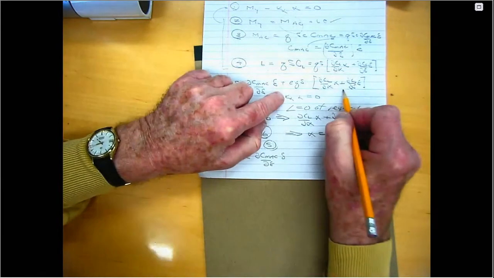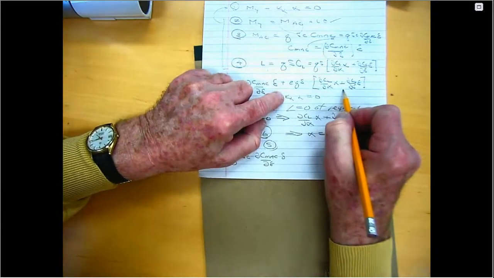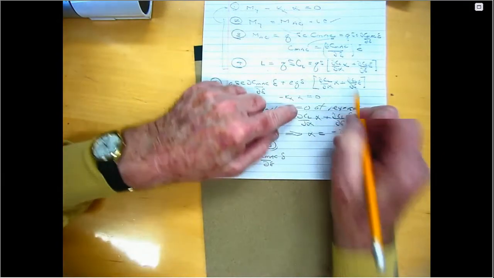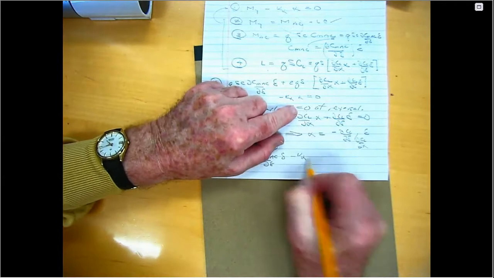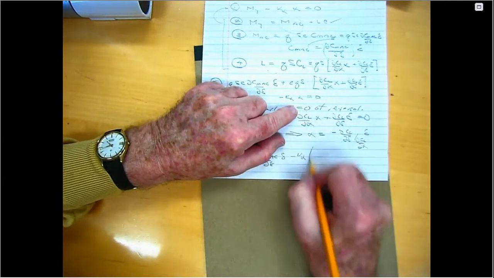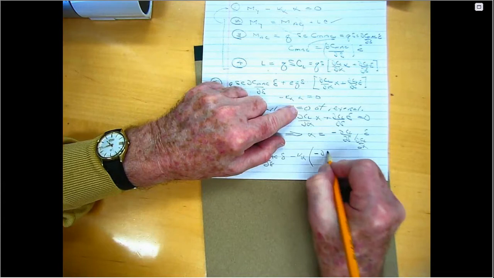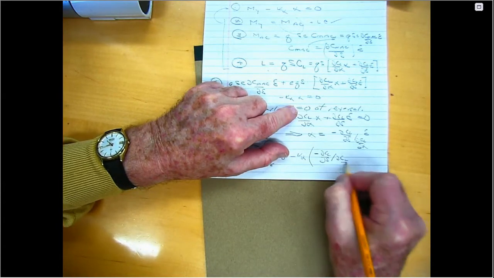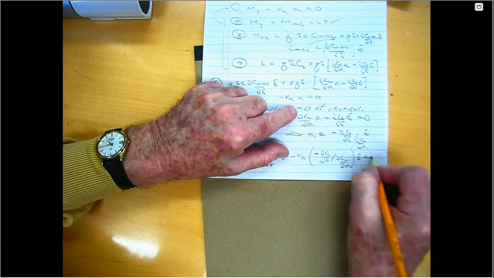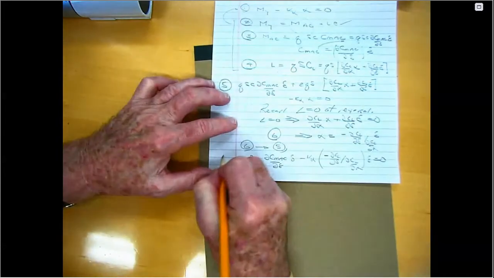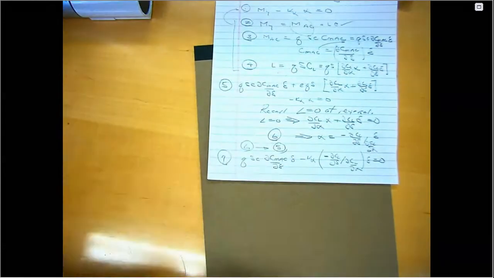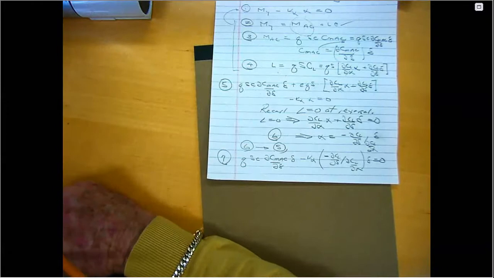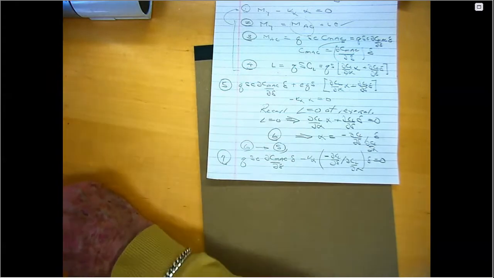So I've got this term. This term is 0 because I asked that the lift be 0. And then this term is minus K alpha, and then there's another minus sign, minus dCL/d delta over dCL/d alpha, all times delta equals 0, right? That's equation 7. You're free to diligently write this down, but I'm not giving it to you.